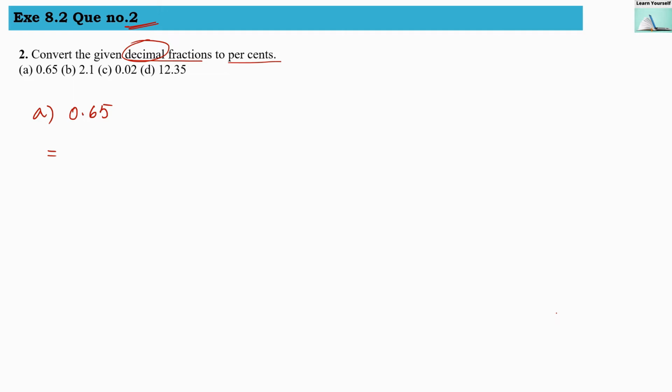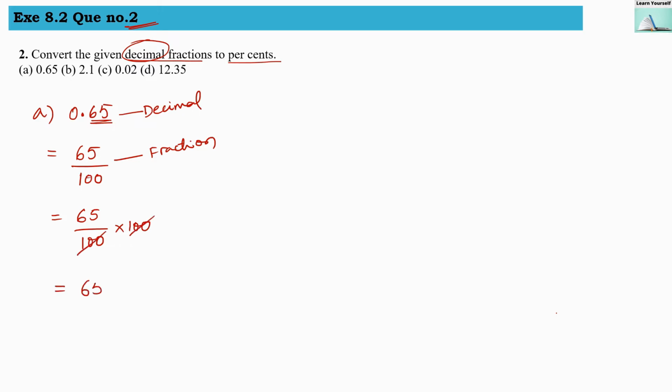So after decimal point there are two numbers. So 65 divided by 100. This is its fractional form. This is decimal form and this is our fractional form. Now from fractional form we are converting into percentage. So we are going to multiply with 100. And this 100 and this 100 will get cancelled out. So our answer is going to be 65%.